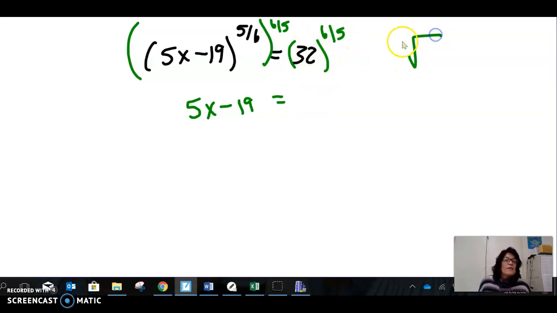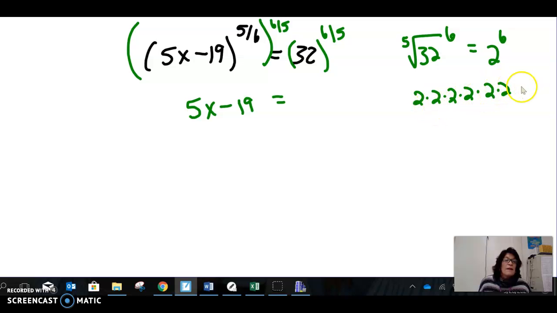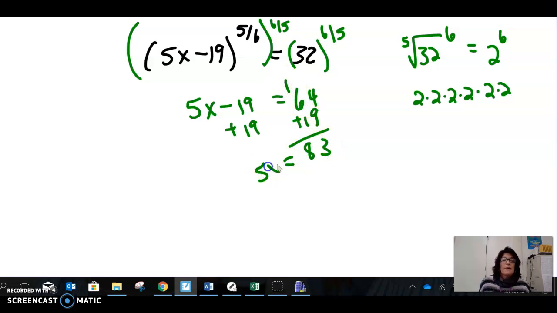32 to the 6/5. That's the 5th root of 32 to the 6th. The 5th root of 32, as we saw on the last page, is 2. And then 2 to the 6th. Oh, gosh, I'm multiplying 2 times itself 6 times. 1, 2, 3, 4, 5, 6. I'm using 2 as a base 6 times. That gives me 64. And so now I'll just add 19 and divide by 5. The answer is 83 over 5.